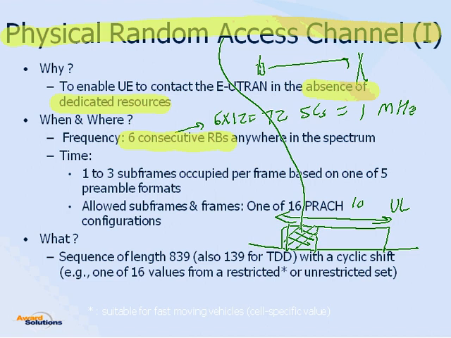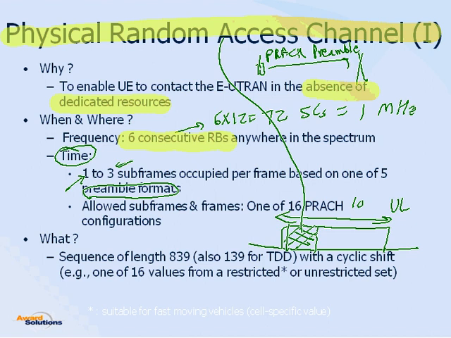In terms of time, at what time we can send that, it depends. There are several formats of so-called preamble. So basically, our UE is sending out physical random access channel preamble. And the preamble has several formats. So it can occupy 1 subframe, it can occupy 2 or up to 3. Depends.